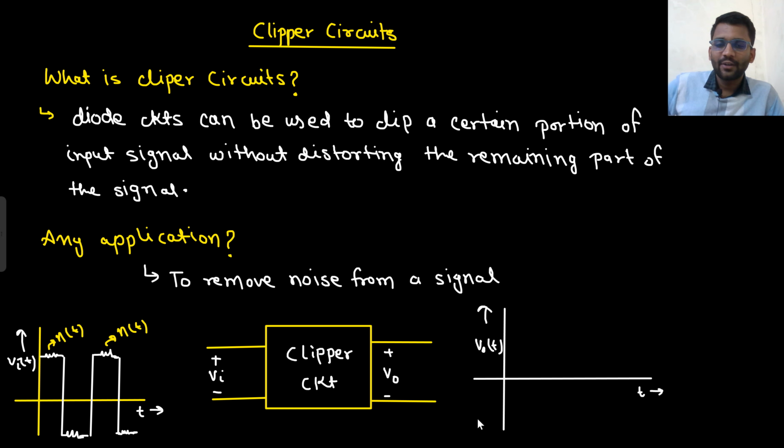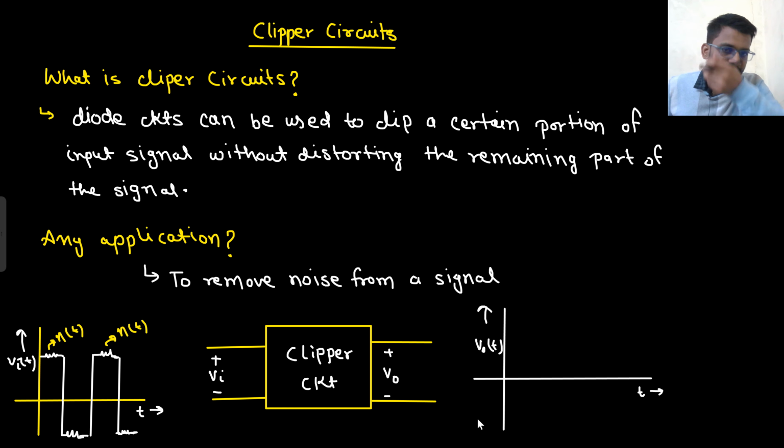Hi everyone. So today we are going to study clipper circuits, and it is one of the easiest topics of diode circuits, or you can say the easiest topic of analog electronics as well. Okay. So what do you mean by clipper circuit? As the name suggests, it will clip off a certain part of the input signal, but without distorting the remaining part of the signal. Okay. So it will only cut a certain part of the signal. It will not do anything with the rest of the signal.